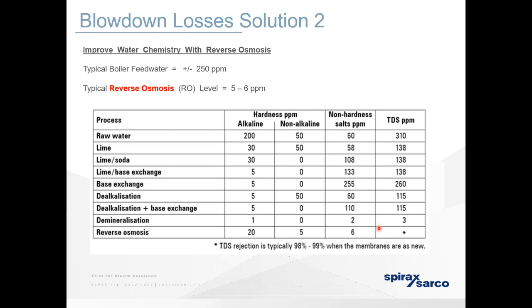So, blowdown losses, solution 2. Typical boiler feed water, if we say it's at 250 parts per million, versus reverse osmosis level, 5 or 6 parts per million. So you can see the savings you can get there. By using reverse osmosis to soften the water and lower the parts per million, you reduce the amount of blowdown you need. Again, raw water: these are the figures, roughly, for what you would expect to see, and these are the figures you would be reducing. Raw water, depending on your area, non-hardness salts. So we could reduce this effectively down to this level.